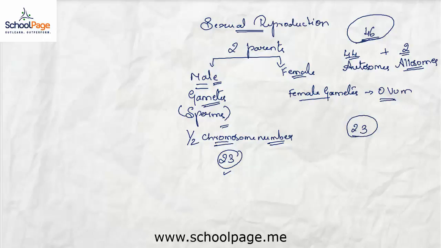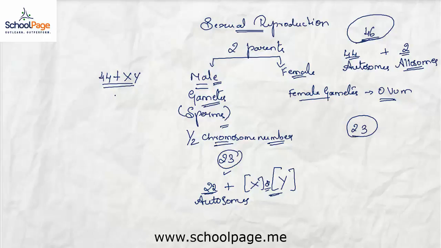Now observe here, it is very important. Among the 23 chromosomes, 22 chromosomes will be autosomes with one allosome. It can be either X or it can be Y, because the chromosomes of the males have 44 autosomes and 2 allosomes which are X and Y. Totally, a human male will have 46 chromosomes.